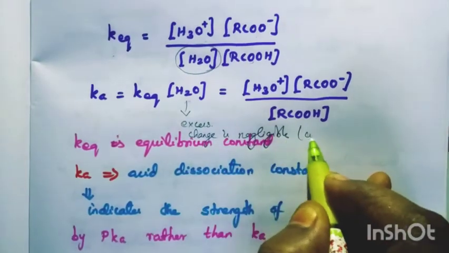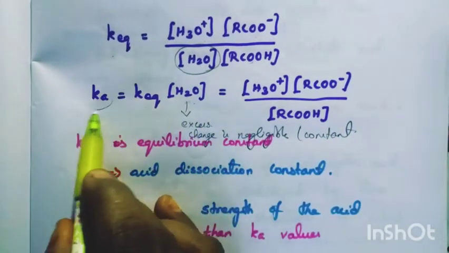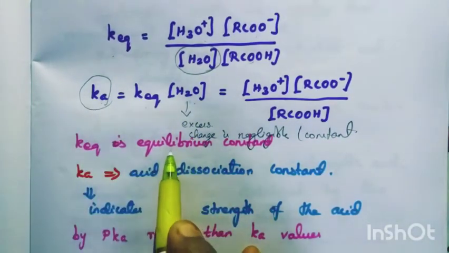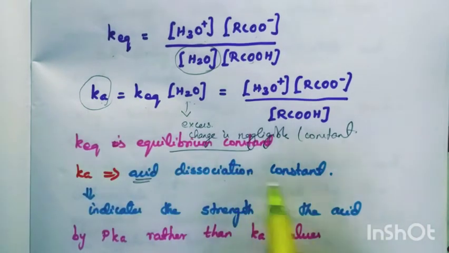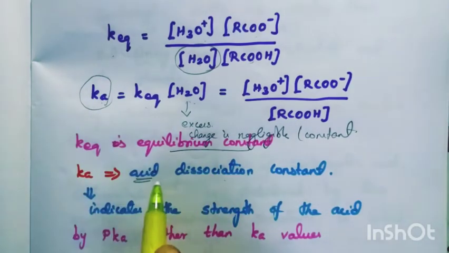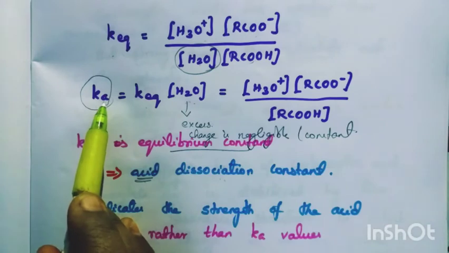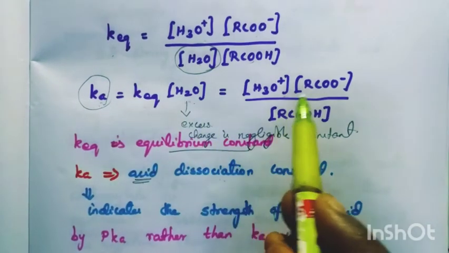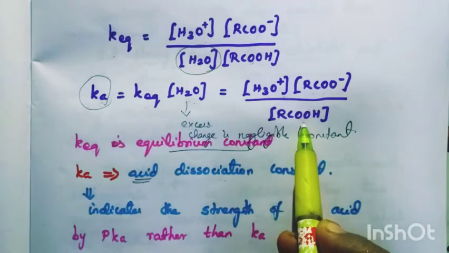So it remains as a constant. So constant into constant, that is Ka. Ka is nothing but the equilibrium constant of acid, the acid dissociation constant. We know equilibrium constant K. Ka is the dissociation constant of acid, A represents acid. So Ka equals [H3O+][RCOO-] divided by [RCOOH].